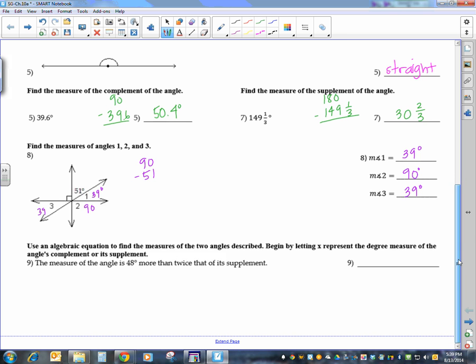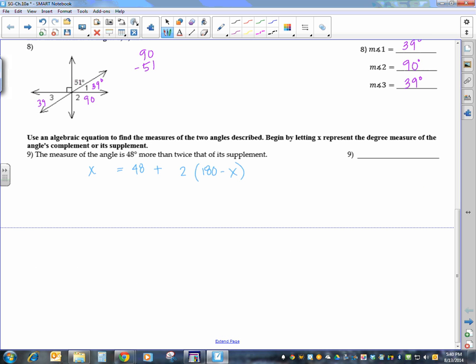All right. Use an algebraic equation to find the measures of the two angles described. Begin by letting x represent the degree measure of the angle's complement or its supplement, depending on the equation. Now, we did 2 examples like this in homework, so hopefully you were able to look back at your homework and know how to do this. The measure of an angle, we talked about that as x, is 48 more than twice its supplement, and its supplement is 180 minus x.